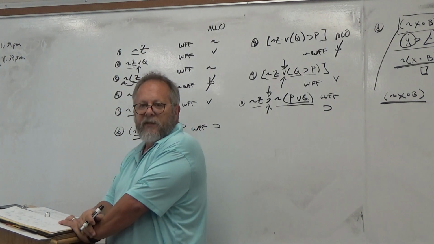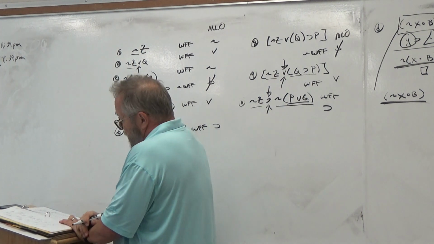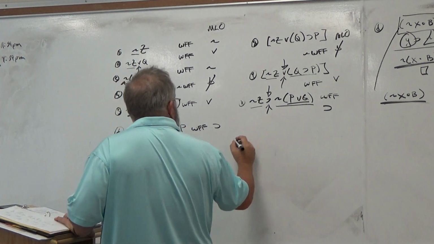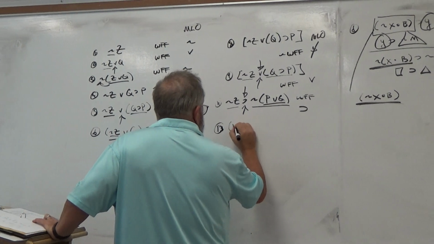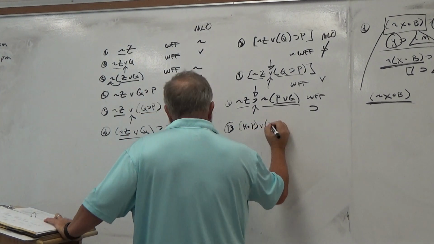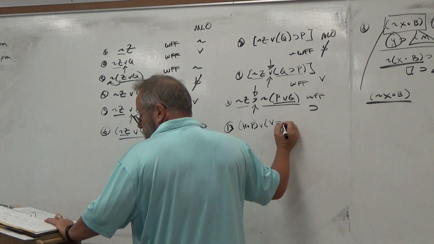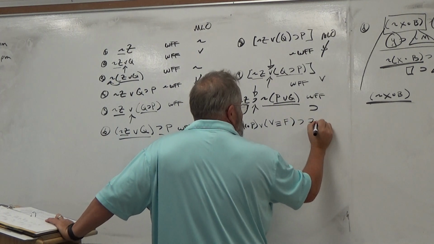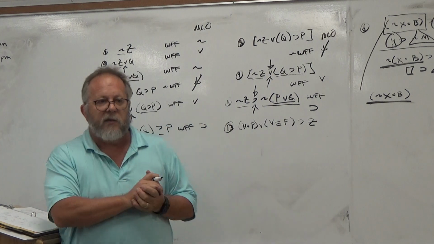12, everybody can look at 12 and see that it's not a well-formed formula because there's an operator with nothing to the left of it and there needs to be something. 13, this one is important, H and P, or V if and only if F, then Z. Well-formed formula or not?